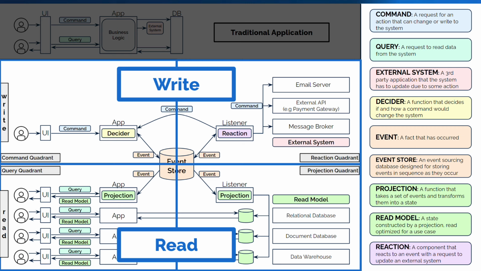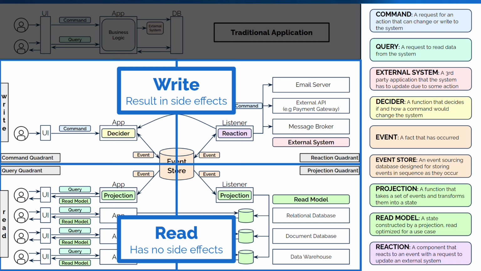The major difference between the read and write sides is that write operations result in side effects or changes in the system, whereas read operations do not. For example, a decision writes an event to the event store, representing a change to the system. A reaction triggers an update to an external system. However, projections and read models do not logically change the business state. They merely provide a snapshot view of the system.